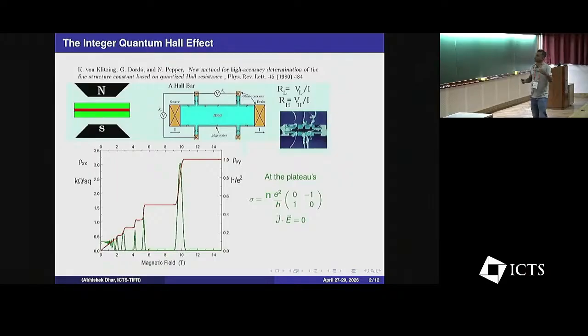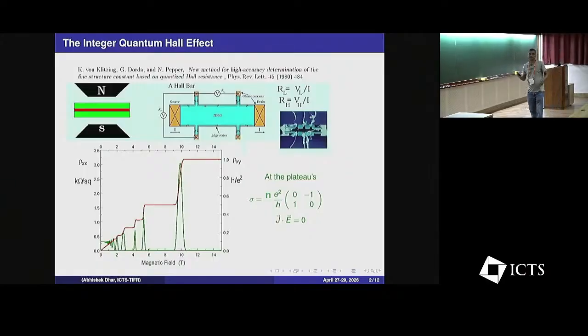Okay, so there's a perpendicular magnetic field, so electrons will drift because of the Lorentz force, and you get a voltage difference across this. If you measure the voltage difference, let's call this V_H, the Hall voltage, and let's say the current across this is I, then this is called the Hall resistance.